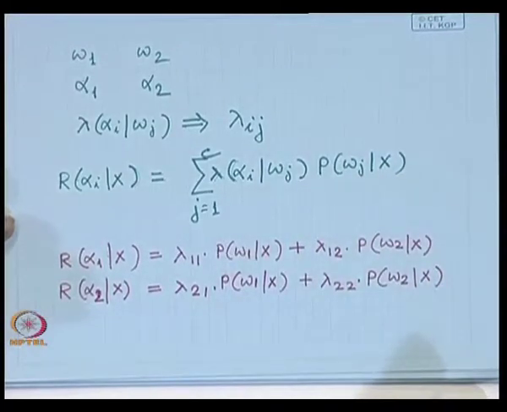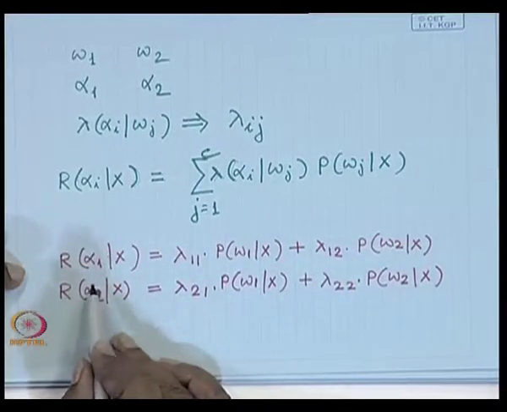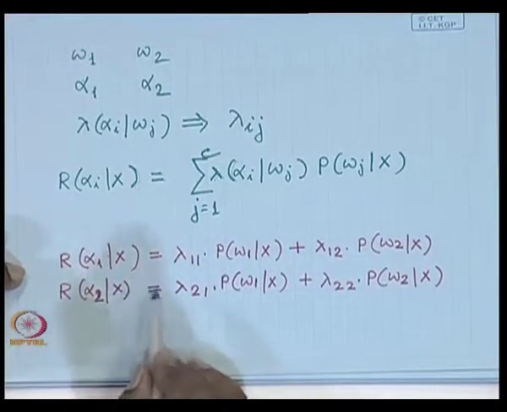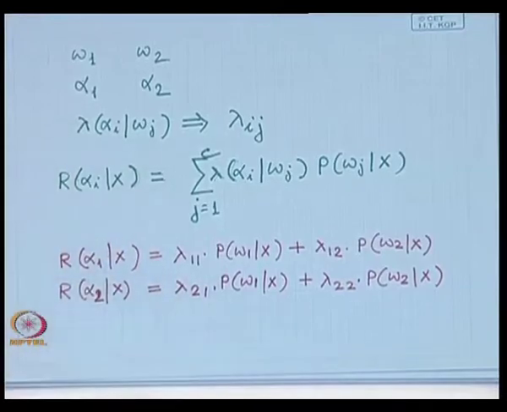Now, as I said, I have to take that action for which the risk is minimum. So, if I find after computation of r of alpha 1 given x and r of alpha 2 given x that r of alpha 1 given x is less than r of alpha 2 given x, then I have to take action alpha 1. If it is otherwise, that r of alpha 2 given x is less than r of alpha 1 given x, then I have to take action alpha 2.